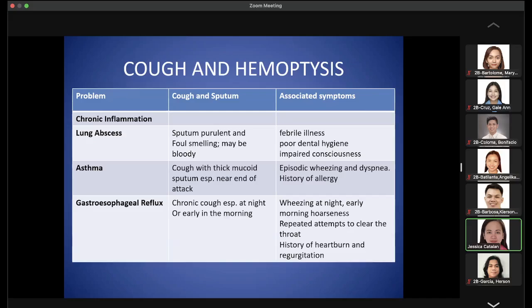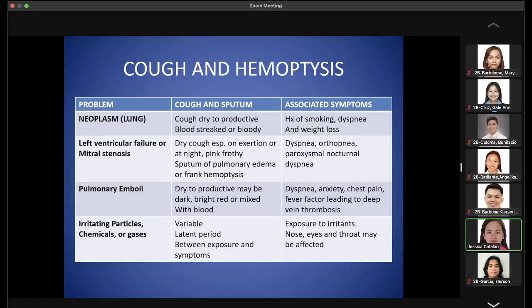Lung abscess, when you say lung abscess is nana sa baga, no? So, it is associated with purulent sputum and that is foul smelling. So, mabaho. And then, asthma naman, we've discussed this earlier. So, in a setting of history of allergy, di ba? So, it may present with cough. Same with reflux. But with reflux, usually yan, early in the morning, doon mafe-feel ang cough and hoarseness. Also in the setting of heartburn and regurgitation.